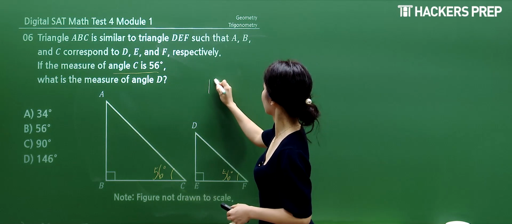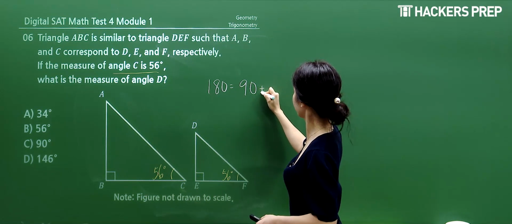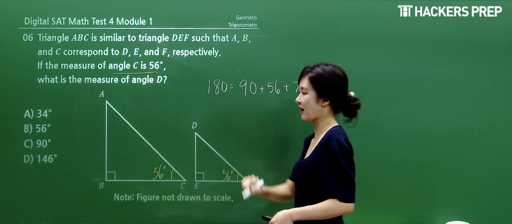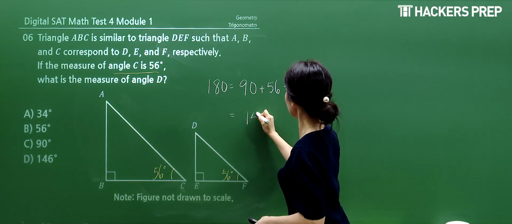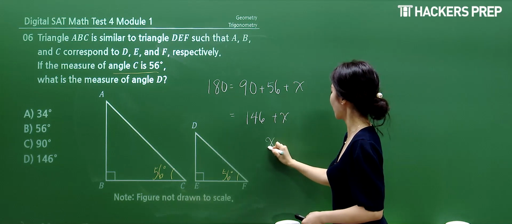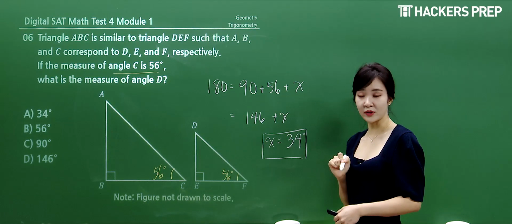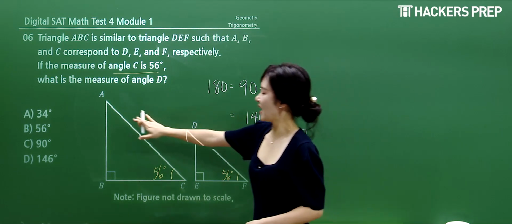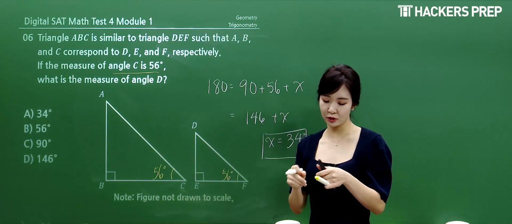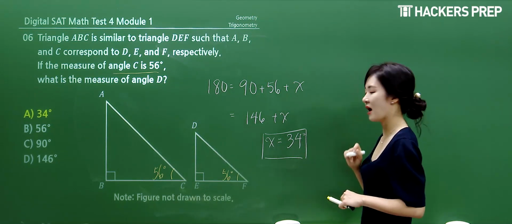So we know that one of them is going to be a right angle. And I'm going to call this x, which is going to be that missing angle value. And if this is equal to 180, the value of x is going to be 34 degrees. Now, again, whether it's A or D, we did the same math because for similar triangles, the corresponding angles are congruent. So whether they're asking for the angle of A or D, the answer is going to be 34 based on our arithmetic.